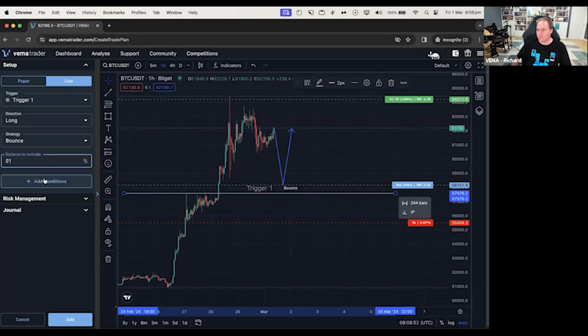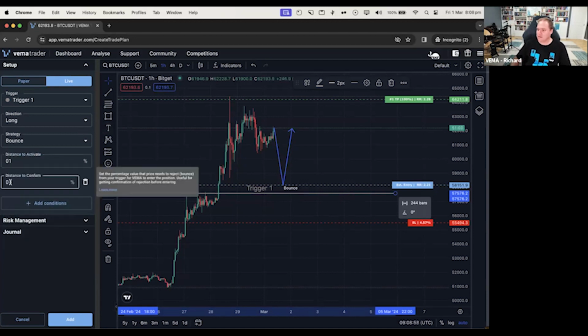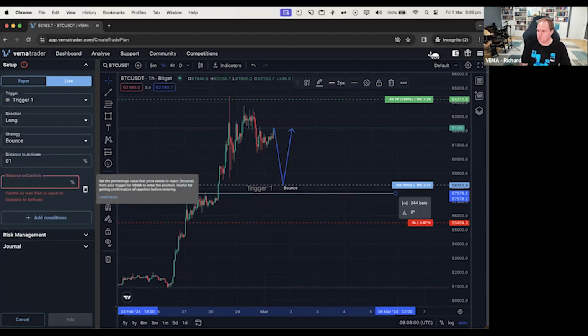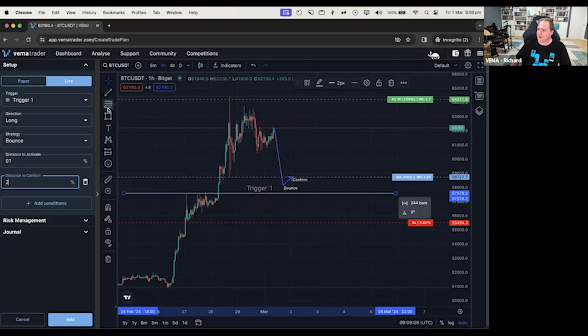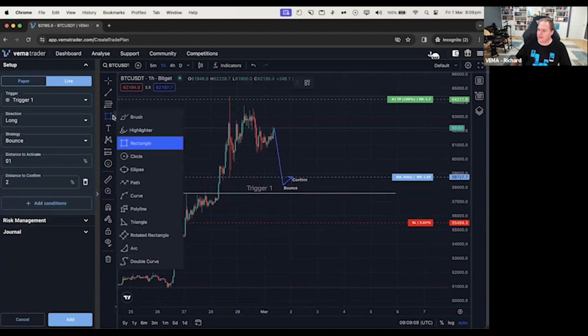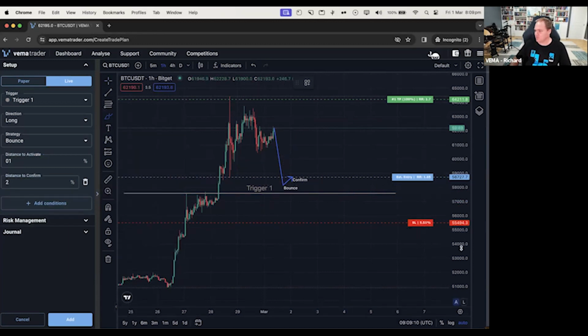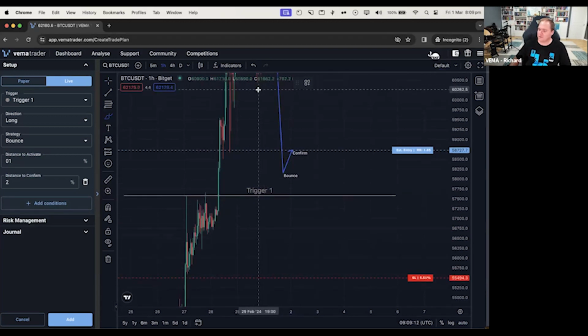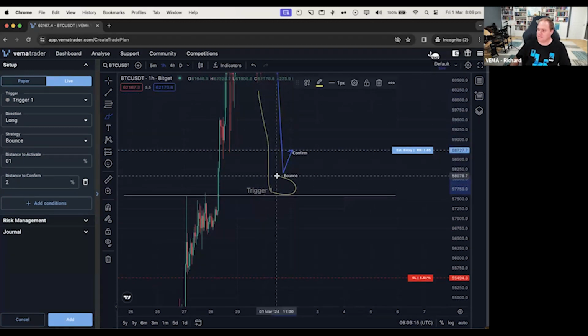And then I will bring in a condition here of a distance to confirm. So this currently has a 0, so let's set this to 2%. What's that blue horizontal line, the estimated entry? It's now going to go up a bunch more. So what this is saying is, I'm going to zoom in on it. Price has to first come down to be somewhere in this range of 1% to activate the trigger.